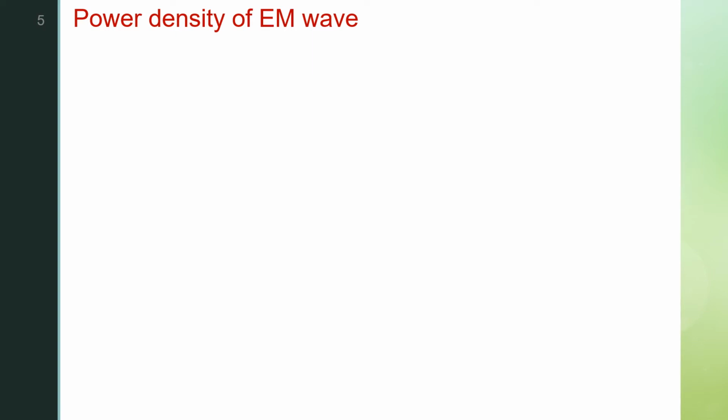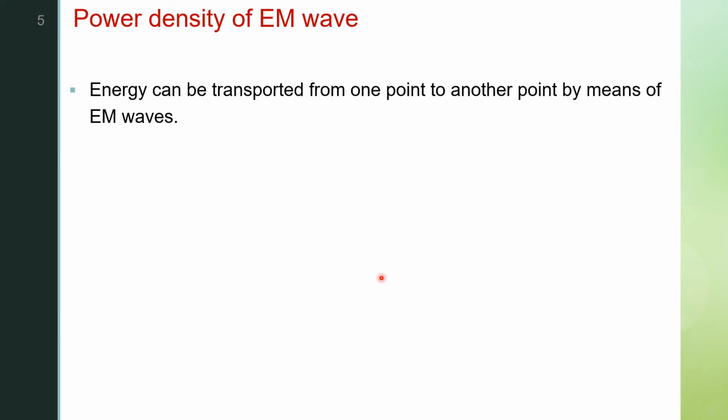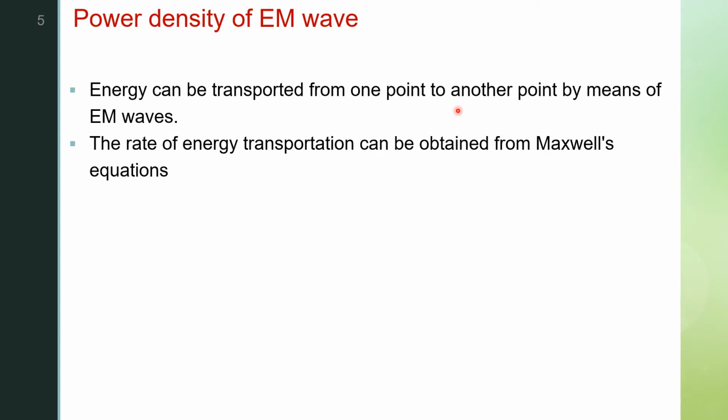Power density of electromagnetic wave. The energy can be transported from one point to another point by means of electromagnetic waves because electromagnetic waves are propagating through the medium. And the power flow associated with an electromagnetic wave can be obtained from Maxwell's equations, or precisely they can be obtained from Maxwell's curl equations.